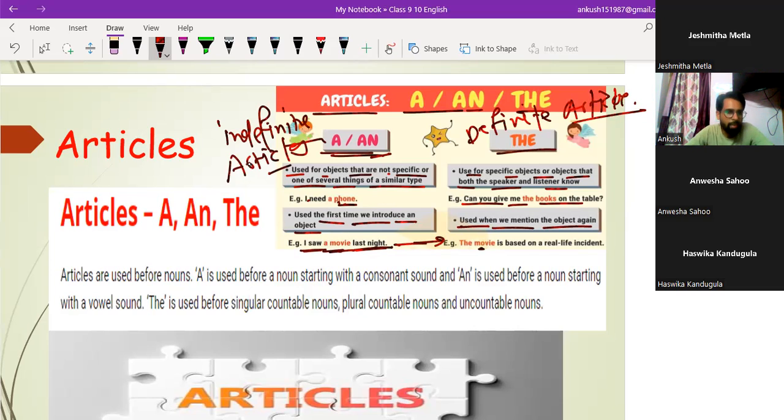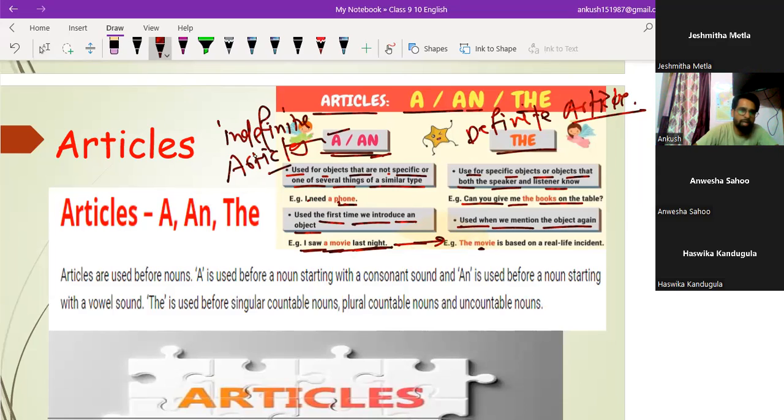Now there is one simple rule for indefinite articles. Indefinite article "a" is used for a singular countable noun, and that too starting with a consonant, or consonant sound. The usage of indefinite articles depends upon the sound of the first letter of the word.